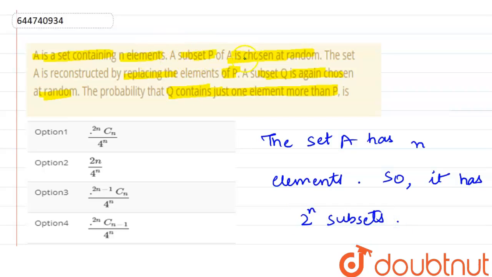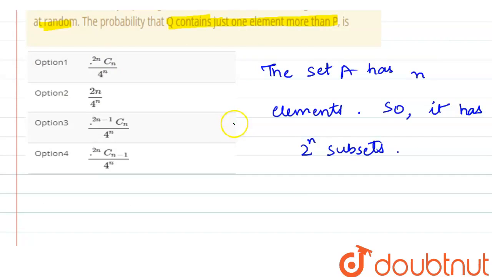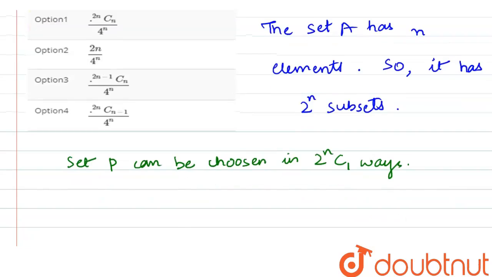And it is given in the question that P and Q both are subsets of this set. So the set P can be chosen in 2^n C1 ways. Similarly, set Q can be chosen in 2^n C1 ways.